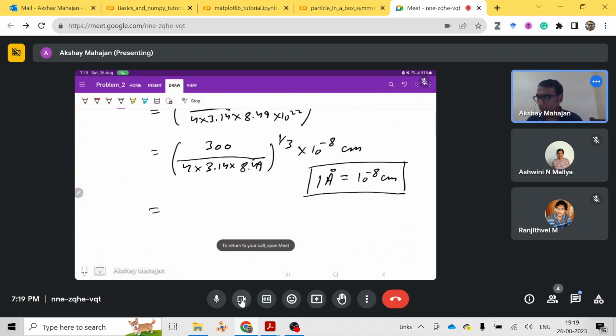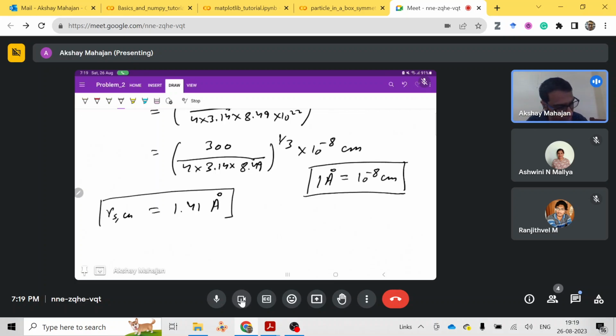So you can do this calculation, and what you will get is Rs of copper is equal to 1.41. This 10 to the minus 8 centimeter will become angstrom. So the radius of electron in copper will be equal to 1.41 angstrom.